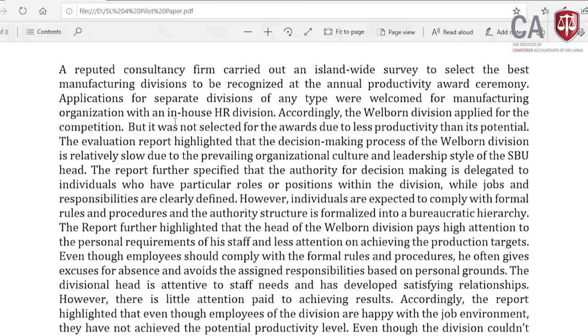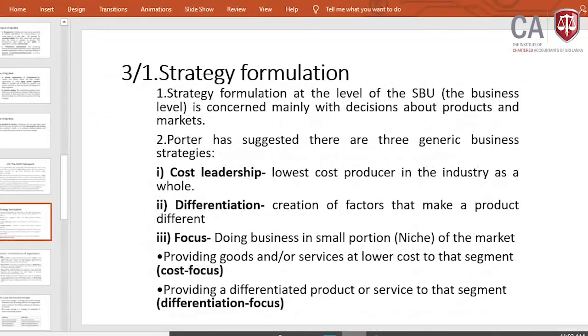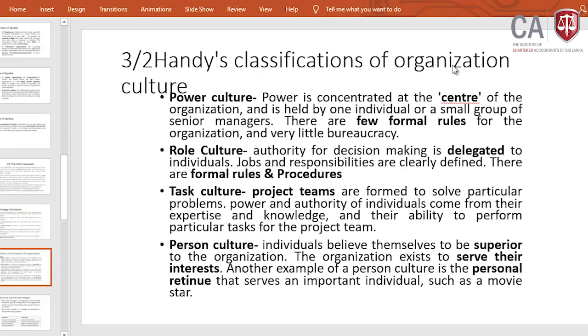Right. Shall we look at the theory part that is also relevant to Handy's classification? So, look at the theory part, Handy's classification of organizational culture. Handy talks about 4 cultures.